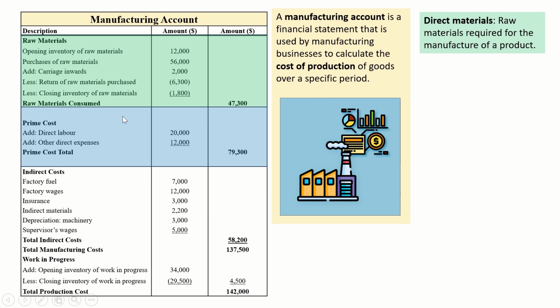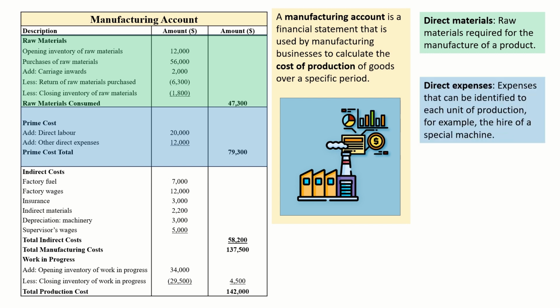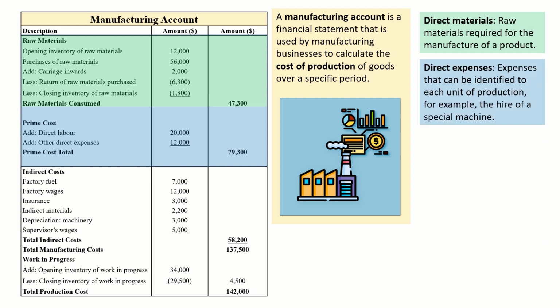Prime cost, add up direct labor and direct expenses. So prime total cost, it has direct expenses such as expenses that can be identified to each unit of production, for example the hire of a special machine.